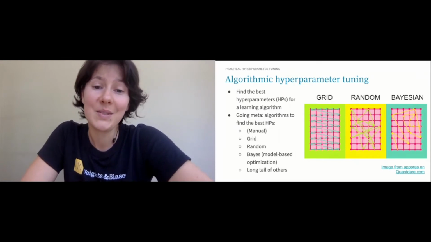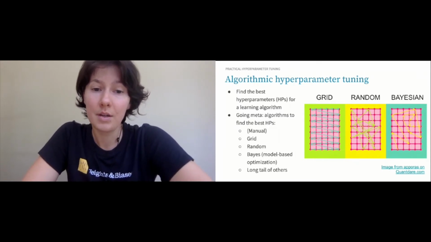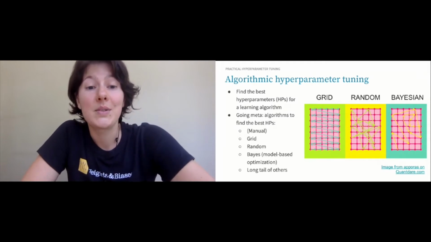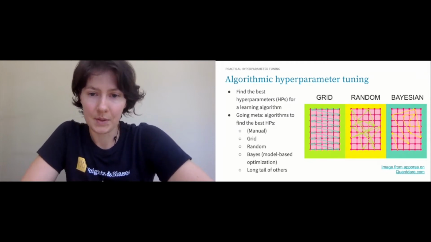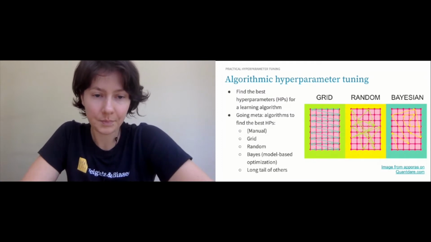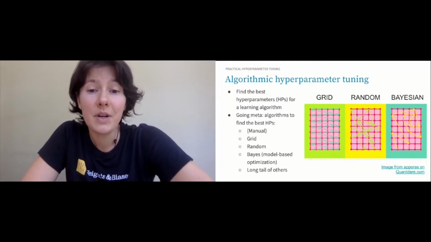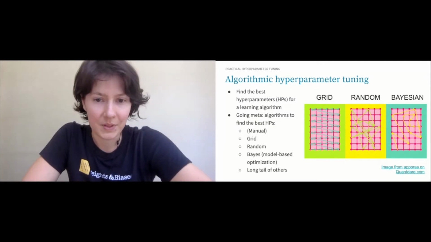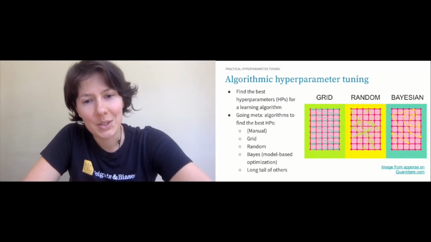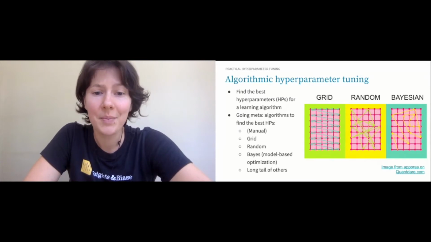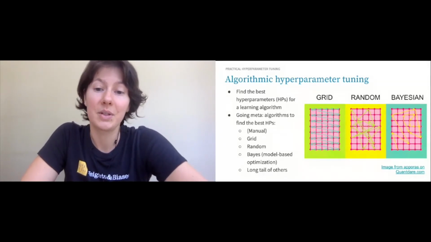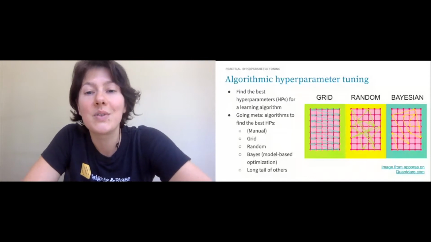In practice, Bayes works faster than grid and random because it runs fewer bad experiments. One caveat is that it requires a target metric to optimize, which you might not always have. There's a long tail of other methods like gradient-based optimization, early stopping of unpromising runs, evolutionary optimization, and even population-based training.